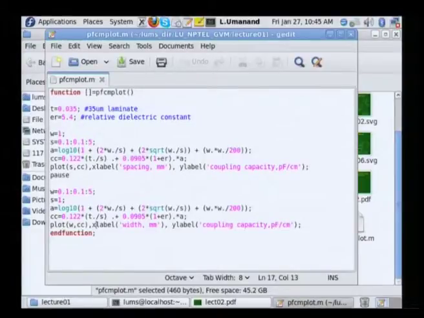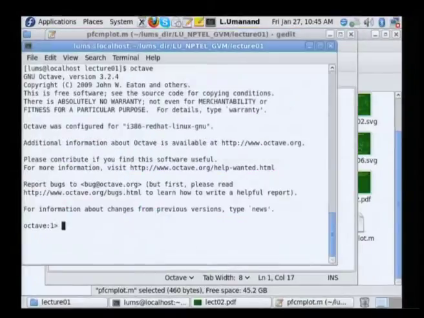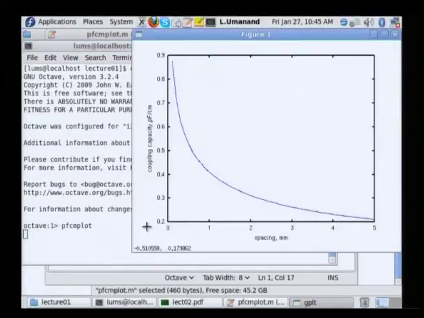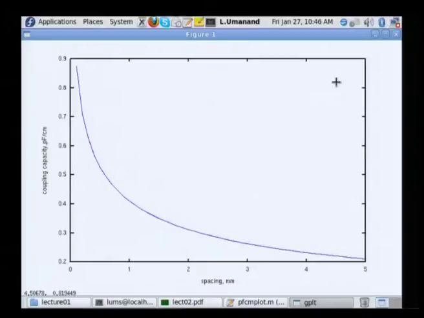Okay, so this is what I would want to do at the end of the function. The function is named pf per centimeter plot. Okay. So let us plot and see what we see. Now, going back to the terminal window in Octave here, I will call that function pf plot. So here, let us see this figure.